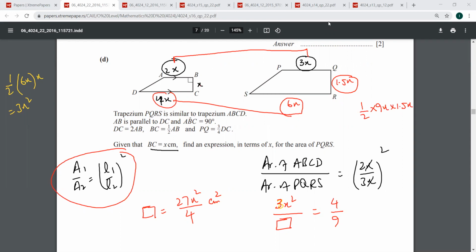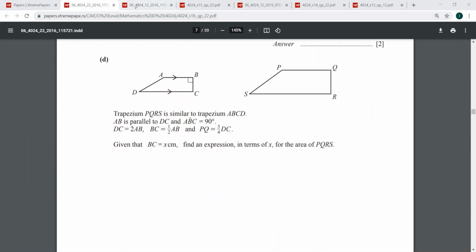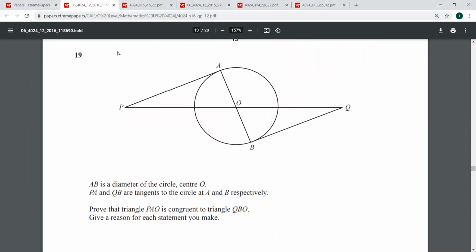Okay, so I have to move to the next question now. The next question is from June 16 and it is paper 12. Now, for this question, again, you need to be very good at the circle properties. It says AB is a diameter of the circle, center O. Now, if this is the diameter, then this is the radius. They are all equal.